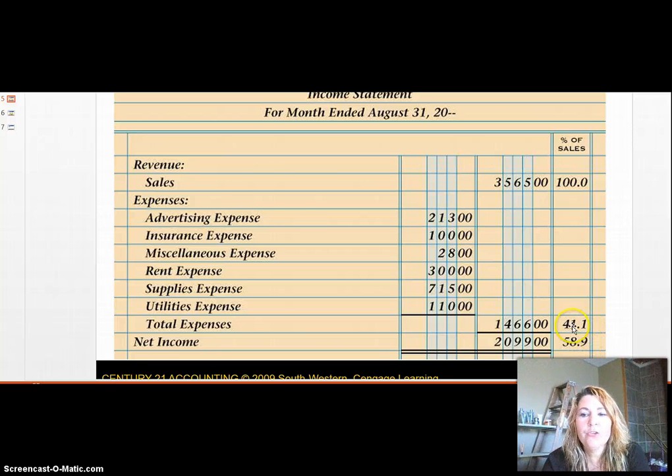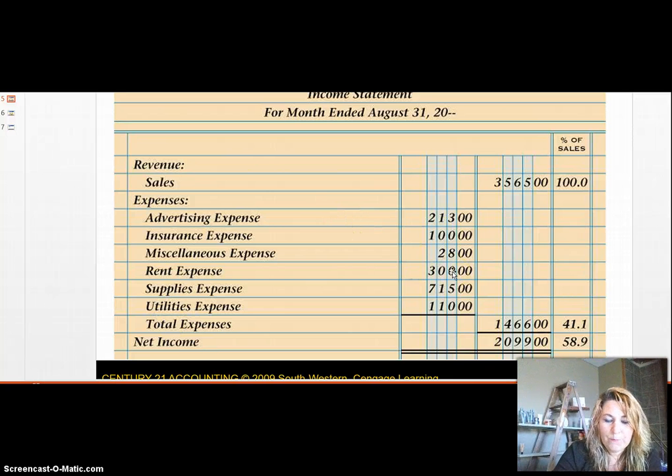Now, just to double check, you should be able to add your 41.1 and your 58.9, and those should end up being 100.0. Again, it will tell you how many decimal places you need, but typically you need to extend this out to one decimal place. Okay, so that's a very easy component percentage.